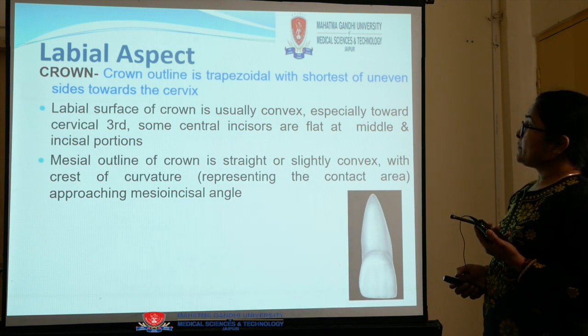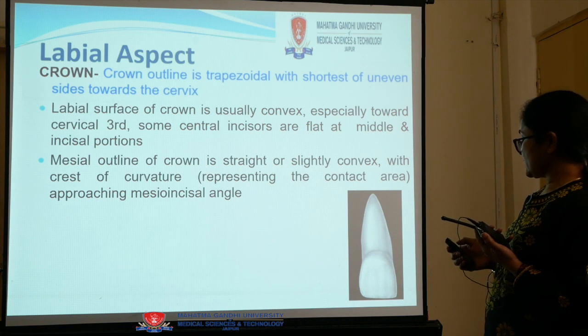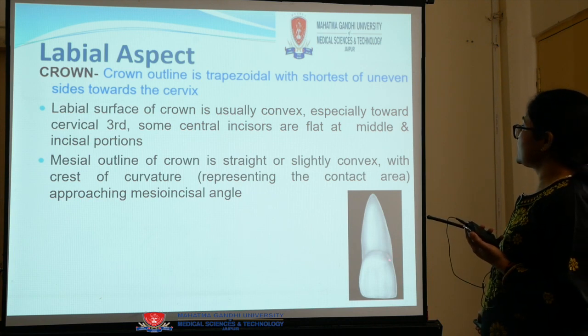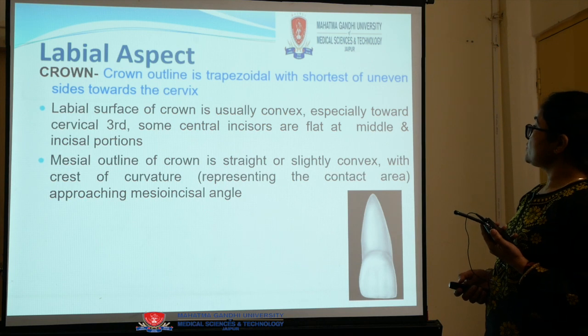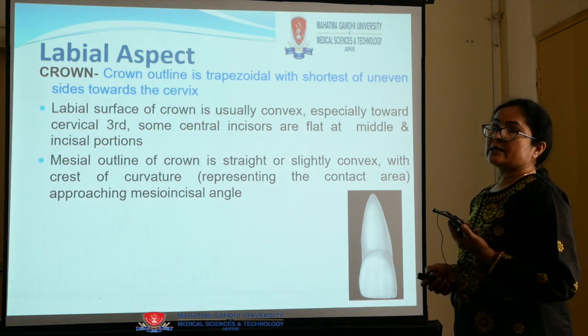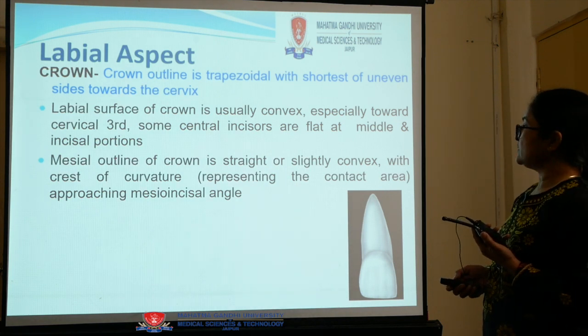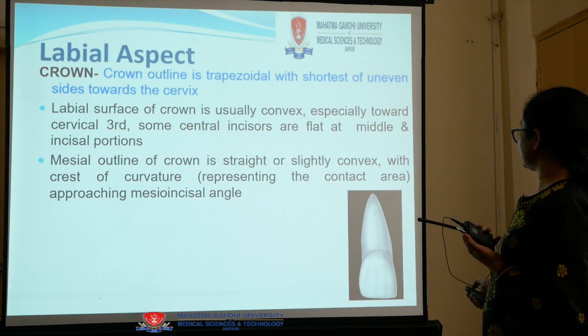When we see the tooth from the labial aspect, the crown outline is trapezoidal and the shortest of the uneven sides is present towards the cervical line. The labial surface of the crown is usually convex, especially toward the cervical third. Sometimes it may become flattened at the middle and incisal third. The mesial outline of the crown is straight.